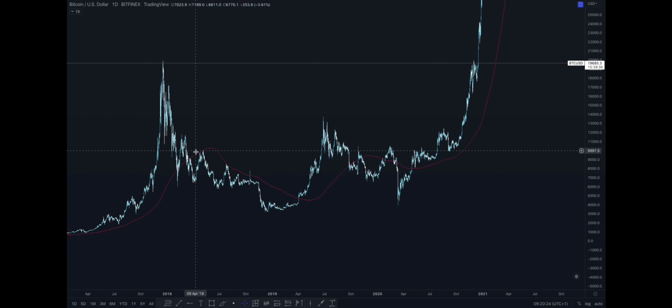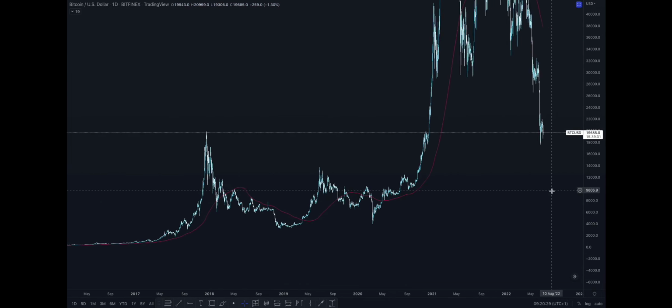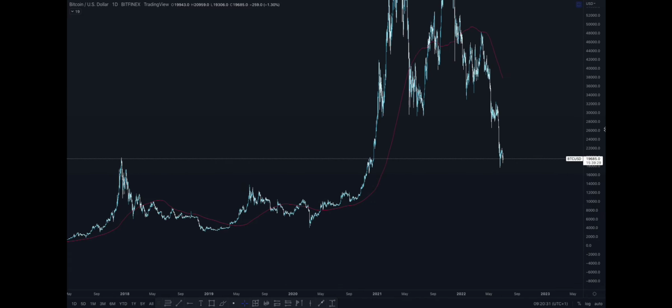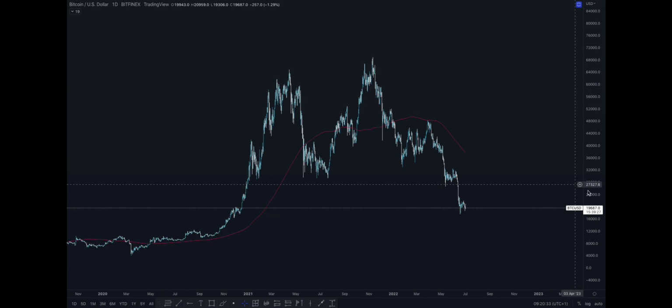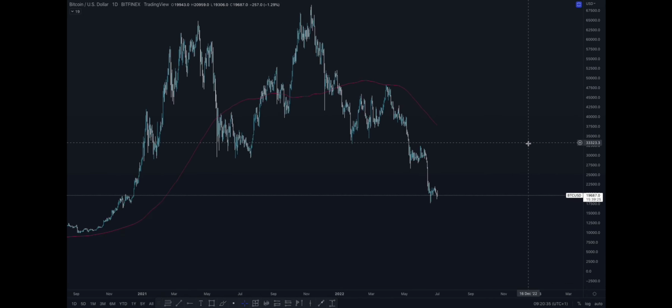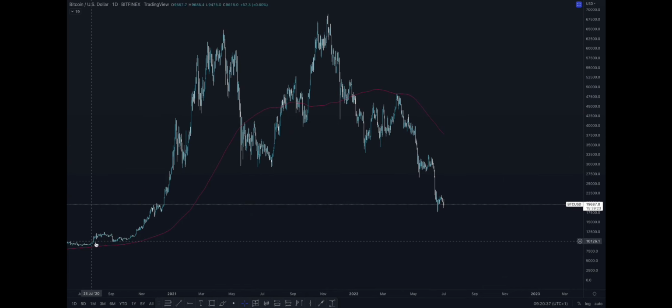So a key feature of this would be that price will typically want to return to that moving average over a certain period of time. It's not perfect. As you can see with this 2021, 2022 bull and bear, we did the same thing where we traded above it.